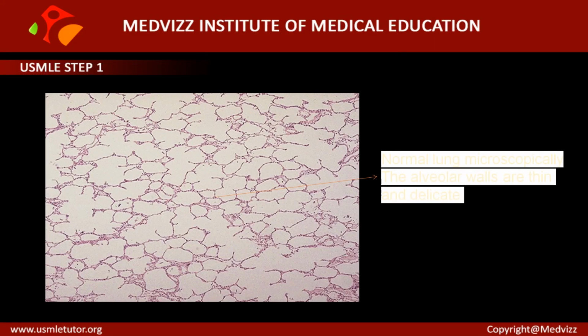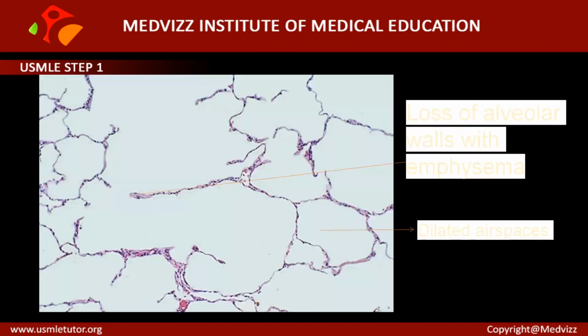But because of the damage to the alveolar walls, one alveolus combines with another, and the air spaces become larger. So this is the loss of alveolar walls in emphysema, and too much dilation of the air spaces, which is a typical picture of this type of emphysema. So this is the microscopic picture you need to remember for this case.